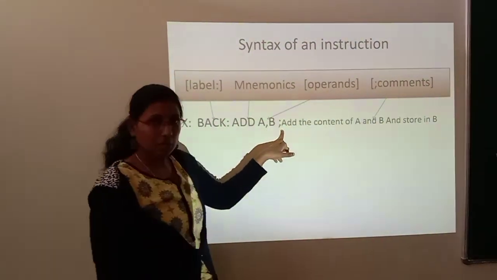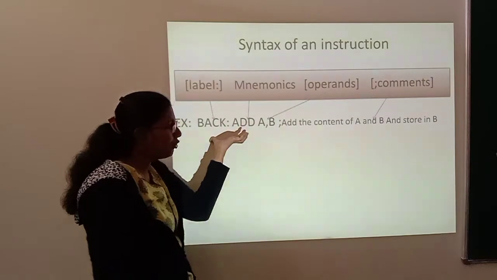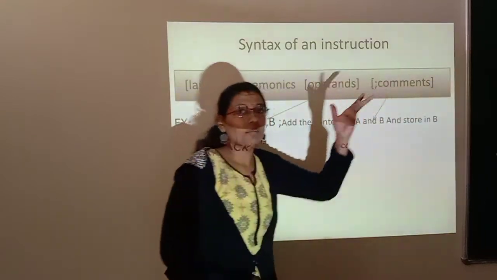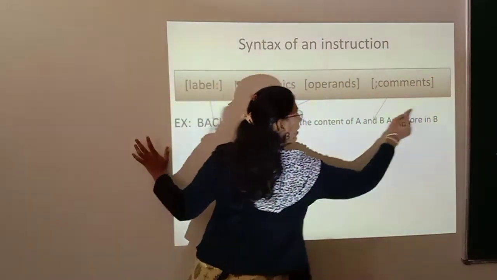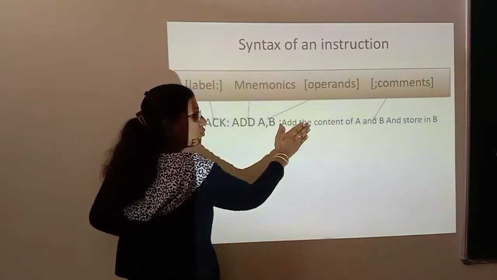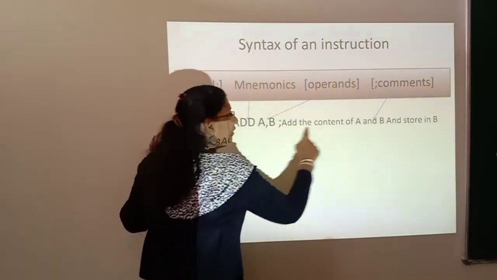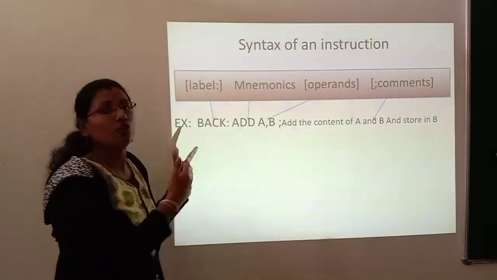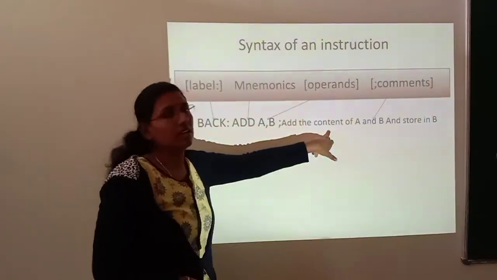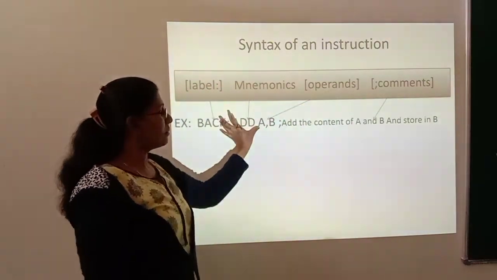Next, I have written a semicolon. Semicolon indicates that this is a comment section, a comment I am writing for this instruction. What is the comment? Add the content of A and B and store in B. This part will not be taken for execution. It will not be considered in execution. Only this much will execute. But once I look at this line, even though I don't have any knowledge, I can easily read this and get to know what this instruction is doing. So only for the user's understanding purpose, we will be writing these comments. This comment section is not the executable part, only this part is going to execute.